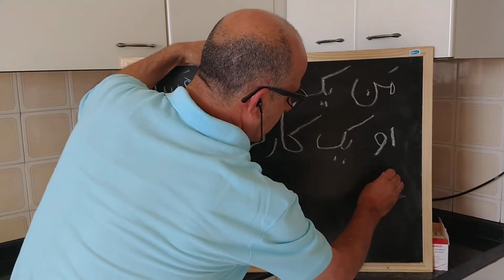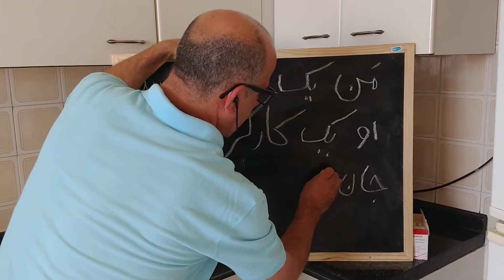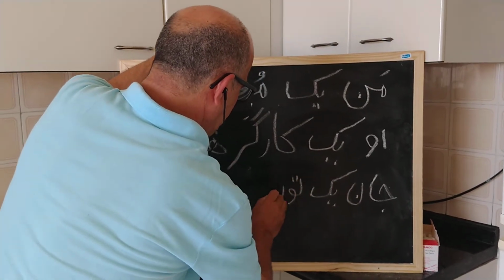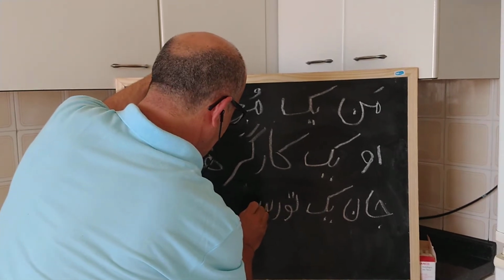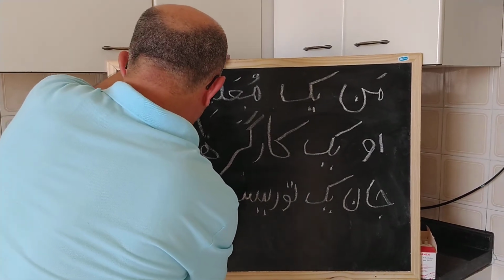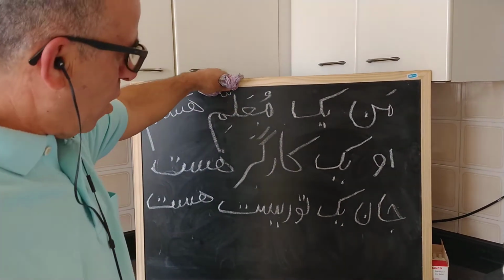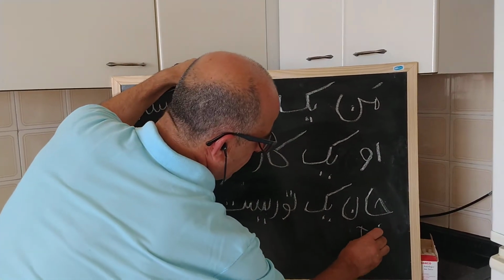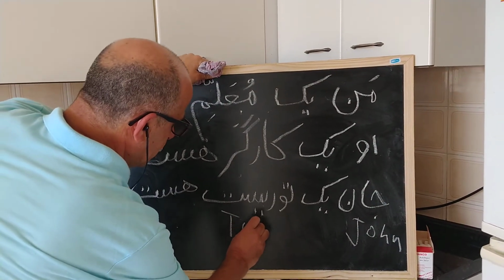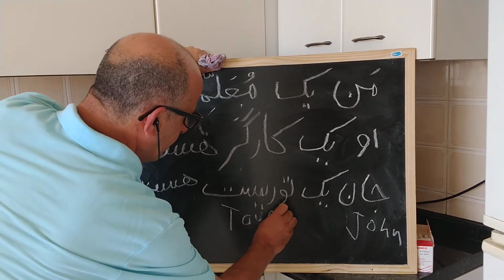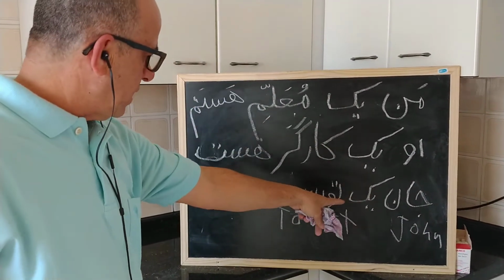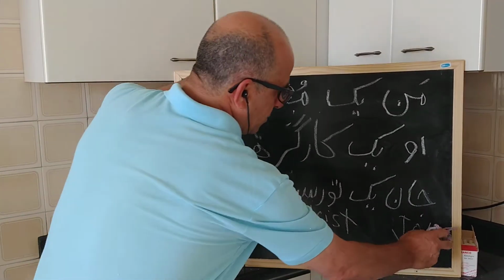Jam, yek turist hast. Is a tourist. Okay, John the tourist. That's right, tourist.